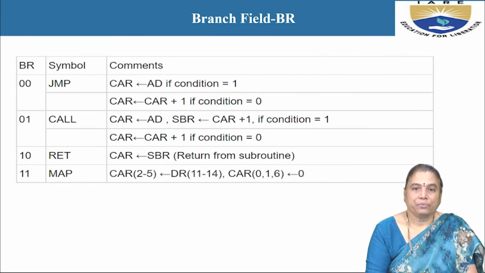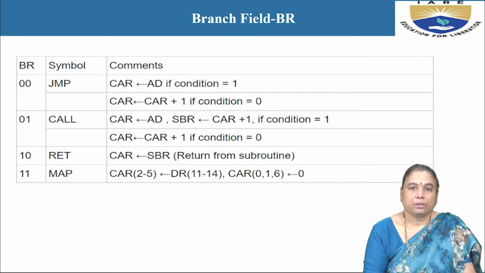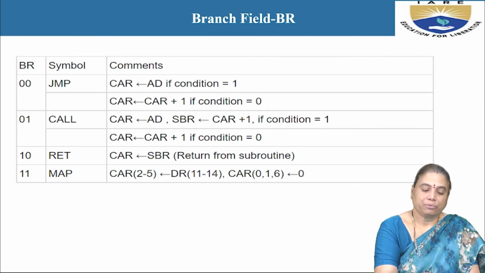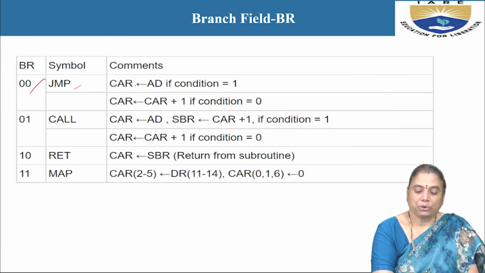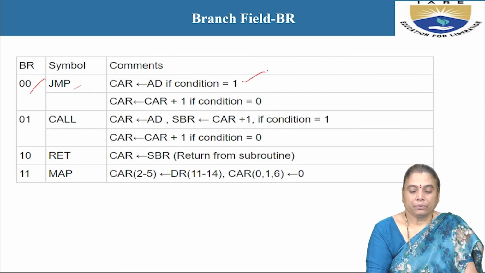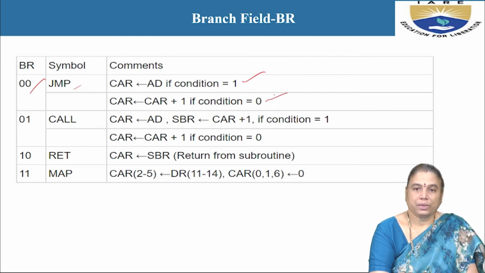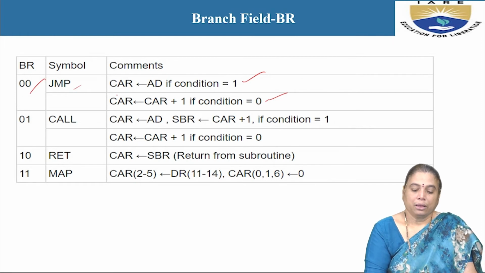Next is the branch field, BR field, and it is also of 2 bits length. So when the branch field consists of 00, a jump micro operation takes place. Here the address can be moved to the CAR, the control address register, if the condition is equal to 1. If the condition is 0, the CAR plus 1 value is moved to the CAR.